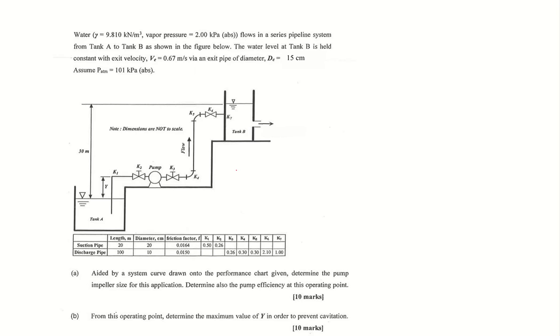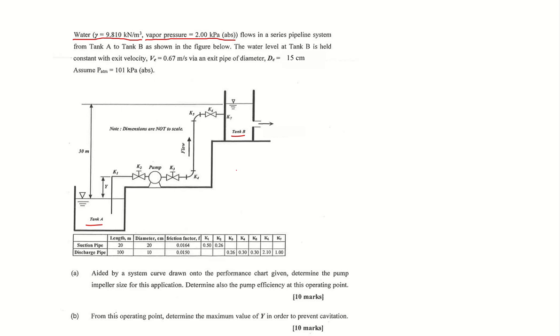Hello everyone. So today I'm going to show you an example of a pumping system where we have a pump that is used to transfer the fluid from tank A to tank B. All right. So the fluid here is water with 9.810 kilonewton per meter cube of specific weight, and the vapor pressure is 2 kilopascal absolute.